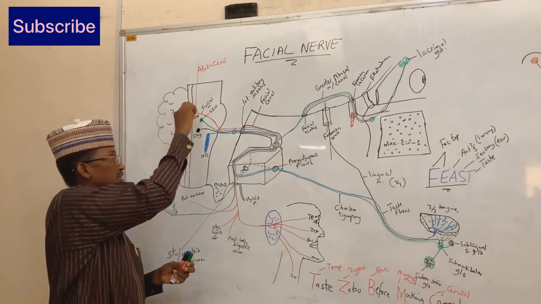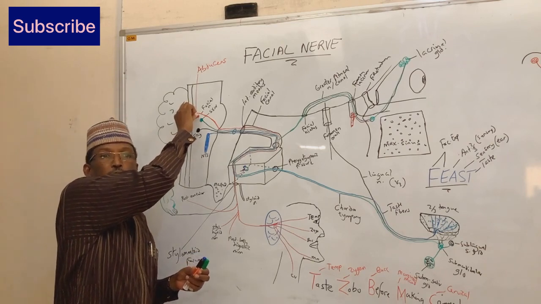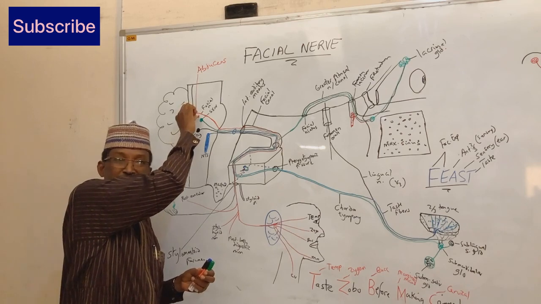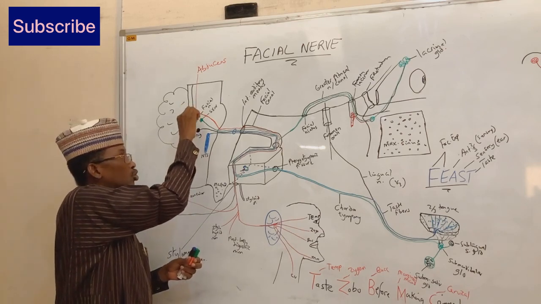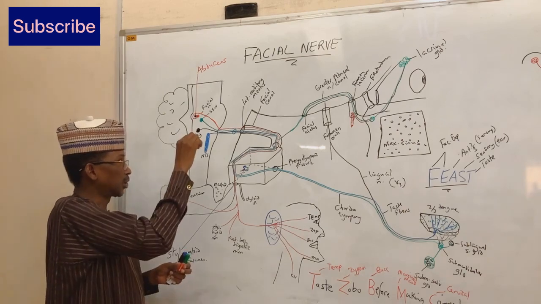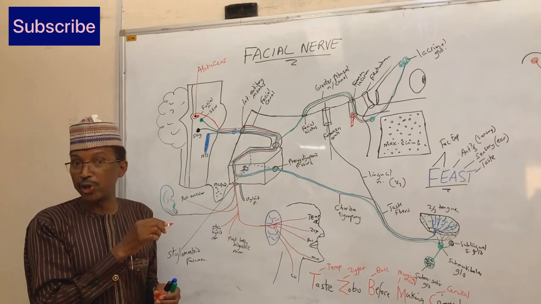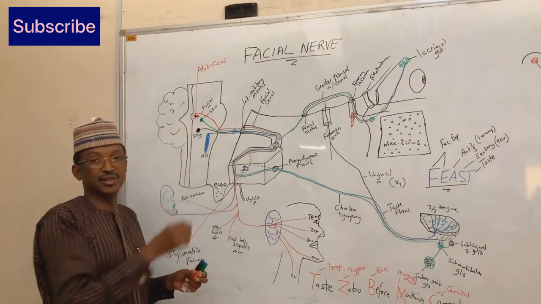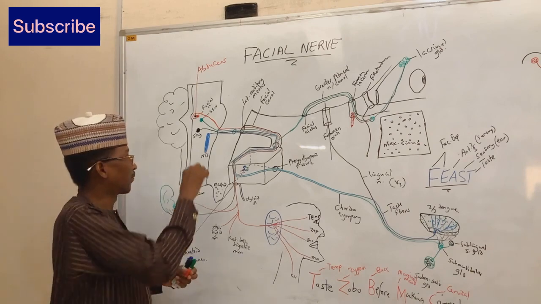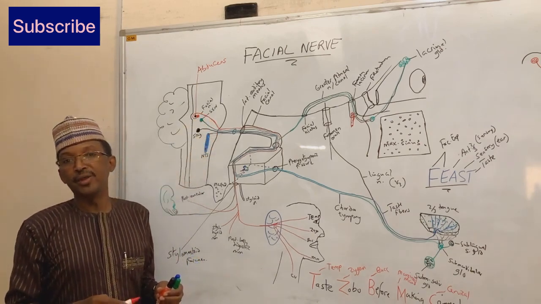The first one, we said, is the motor nucleus of the facial nerve, which we call the proper nucleus of the facial nerve. And then we have the superior salivatory nucleus, the second nucleus. The third one is the nucleus of the tractus solitarius, and the fourth one is the spinal nucleus of the trigeminal nerve. These are the 4 nuclei that contribute to the formation of the facial nerve.